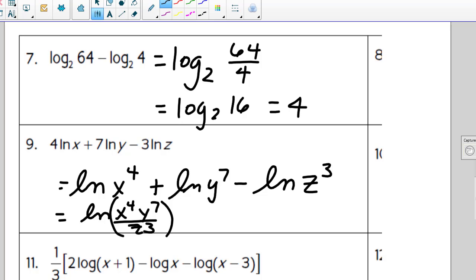Why did I group them together, or when? That's what we were working towards the entire time, but I was able to group these together because this had a plus right here. So that meant I can multiply, and then this one was minus a natural log, so I was able to divide. And that's z cubed, not z times 3.